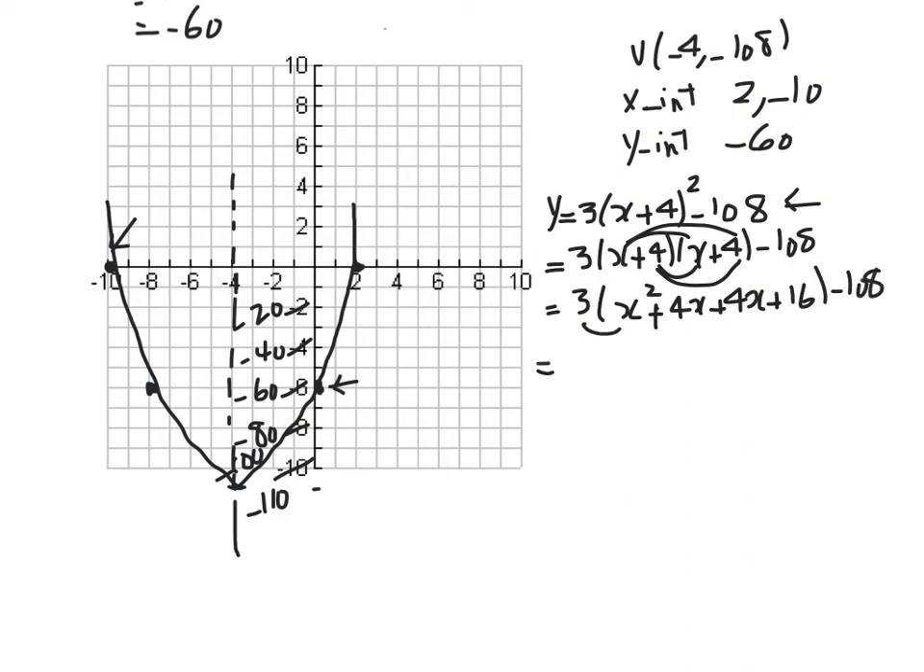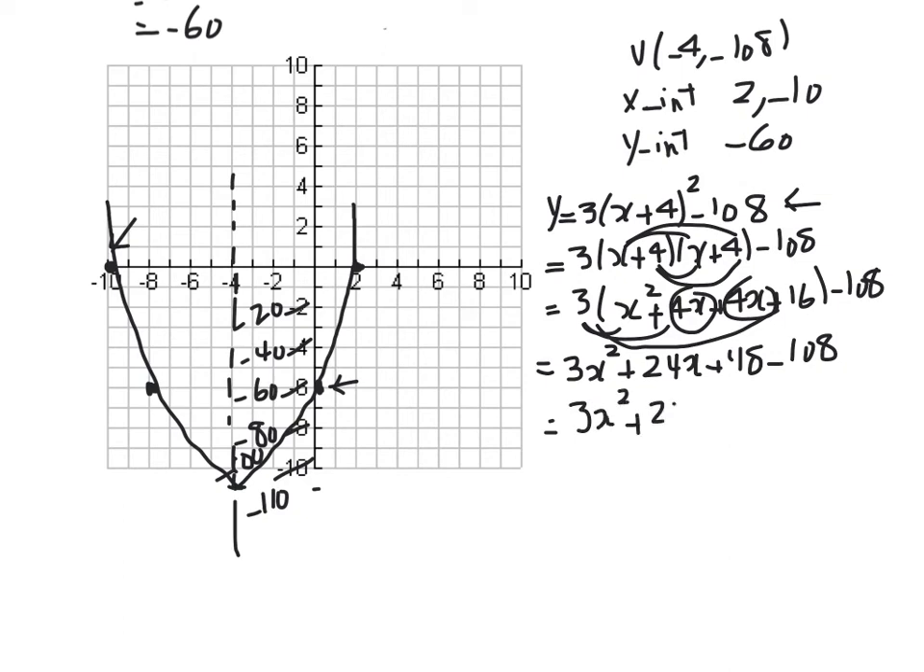Now I distribute 3 inside. 3 times x squared is 3x squared, plus 4x plus 4x gives me 8x, times 3 gives me 24x. And 3 times 16 gives me 48, minus 108. Now this gives me 3x squared plus 24x minus 60.